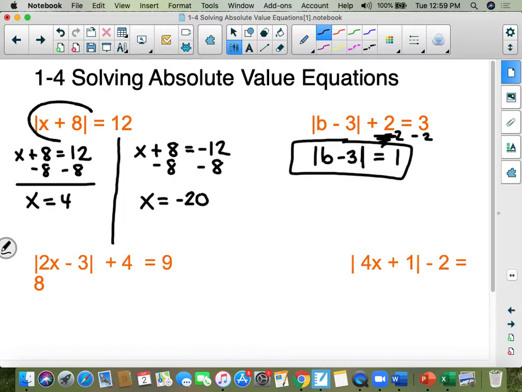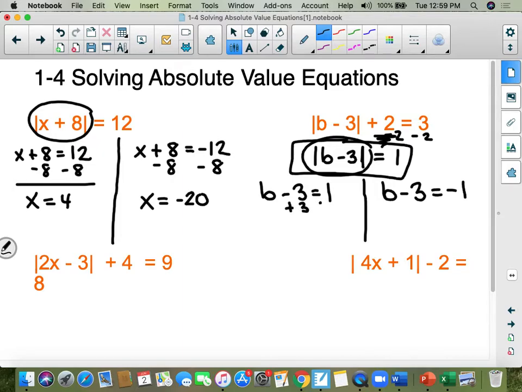The absolute value is alone. Now I'm going to break it up. One is going to be b minus 3 equals 1. The other one's going to be b minus 3 equals a negative 1.